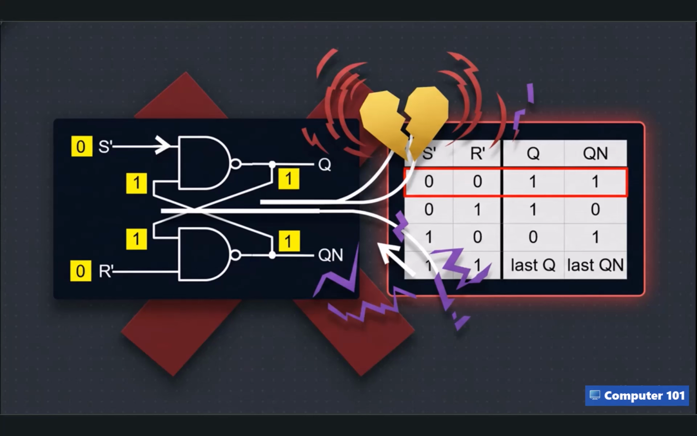So let's do it. Let's force both inputs, S prime and R prime, to 0 at the exact same time. Take a look at the circuit trace. Because both NAND gates are receiving a 0, the fundamental physical properties of the gates force both of their outputs to become 1 simultaneously. Q is 1, Qn is 1. The golden rule? Completely destroyed. The system is now in a forbidden state, holding a literal contradiction.